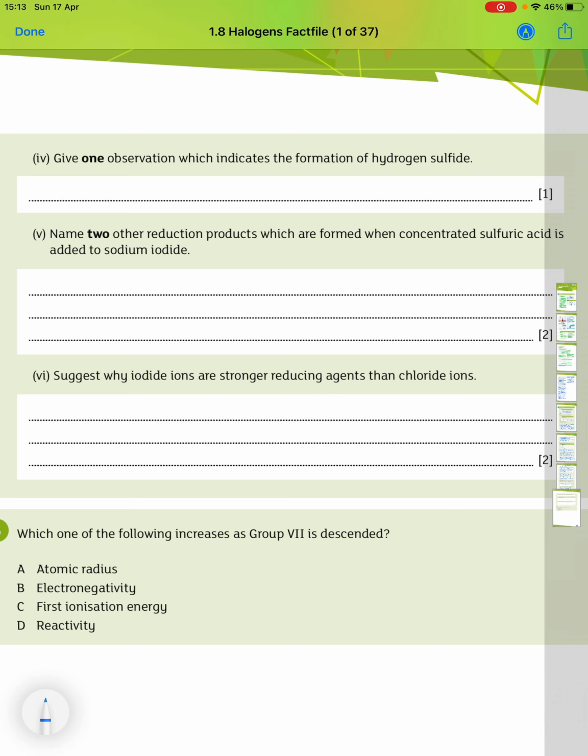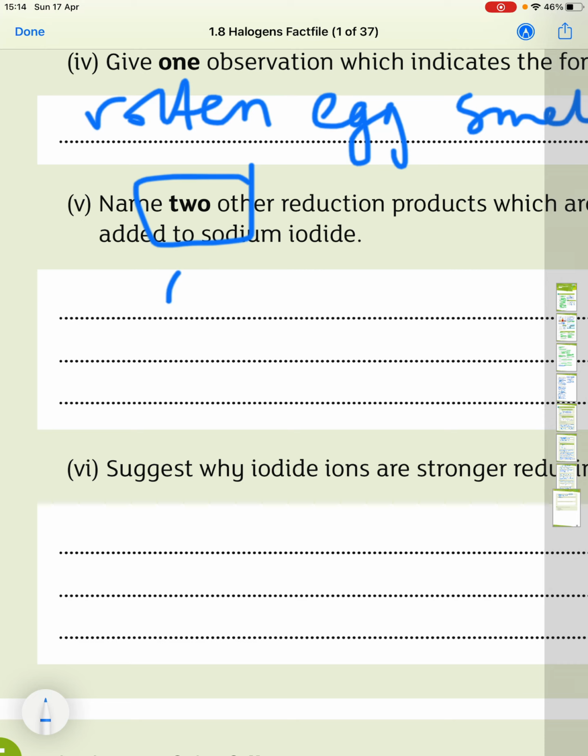Okay, part 4, give one observation which indicates the formation of hydrogen sulfide. Hydrogen sulfide, rotten egg gas, so it's the rotten egg smell. Name 2 other reduction products that are formed when concentrated sulfuric acid is added to sodium iodide. So we're looking for 2, so make sure you write 2. The first one is, of course, sulfur. And the second is sulfur dioxide.